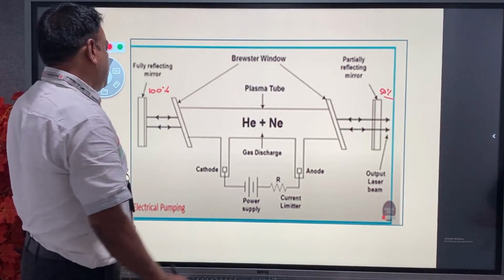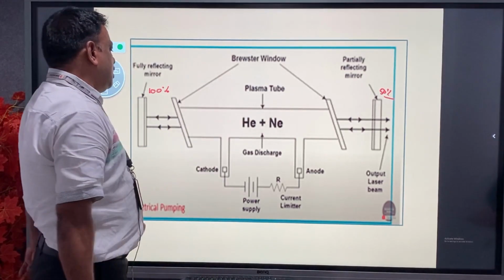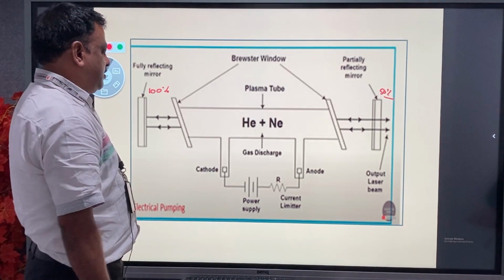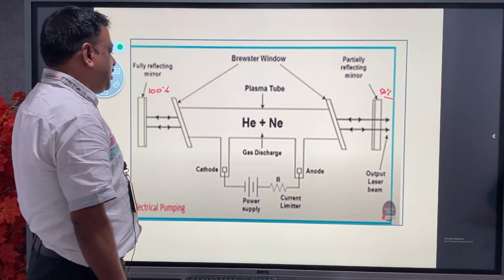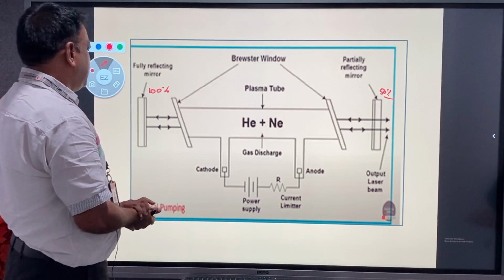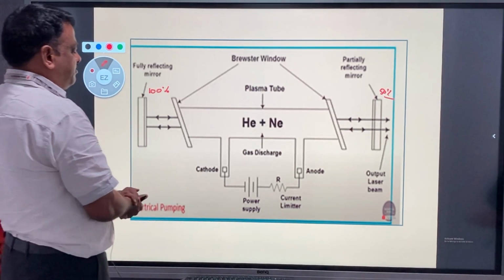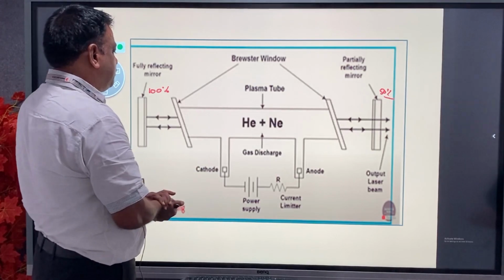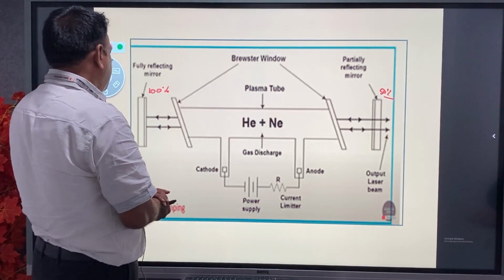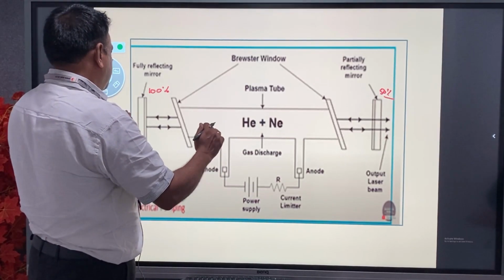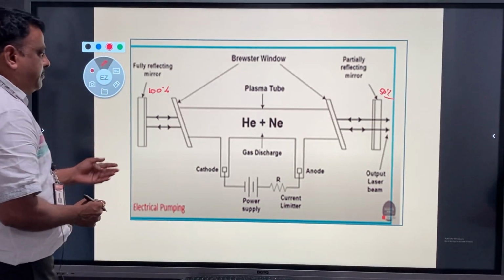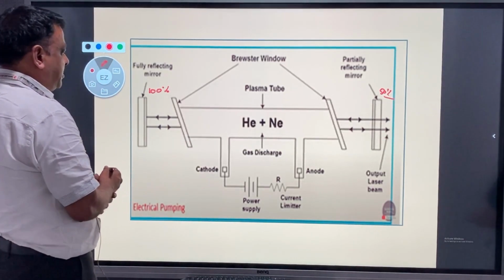Let us consider a quartz bulb of length 10 centimeters. We insert helium gas at 10 millimeter of Hg and neon at 1 millimeter of Hg, so it is a helium-neon combination in the 10:1 ratio. The Brewster windows are placed at both ends of the quartz bulb to produce plane polarized light, and the two optical resonators are provided: one is the 100% reflecting mirror and the other is the 50% reflecting mirror.